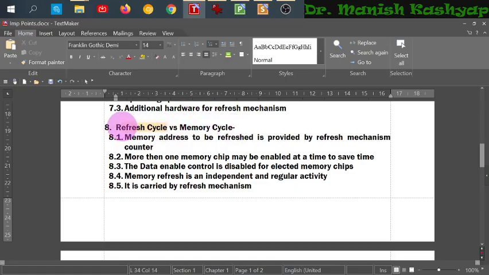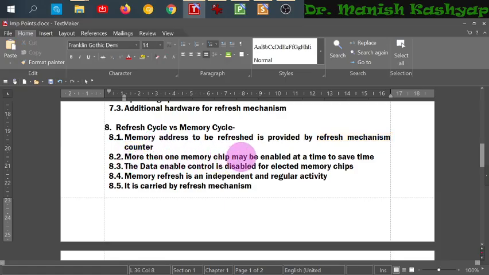The refresh cycle is similar to the memory read and memory write cycle, but there are differences between memory read and refresh cycle that we are going to discuss. The memory address to be refreshed is provided by the refresh counter and not by the microprocessor. The memory address of the cell to be refreshed is provided by a separate unit called the refresh counter. It does not come from the microprocessor's control bus.